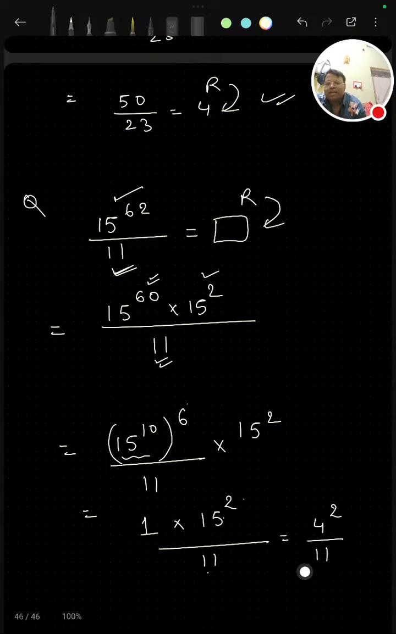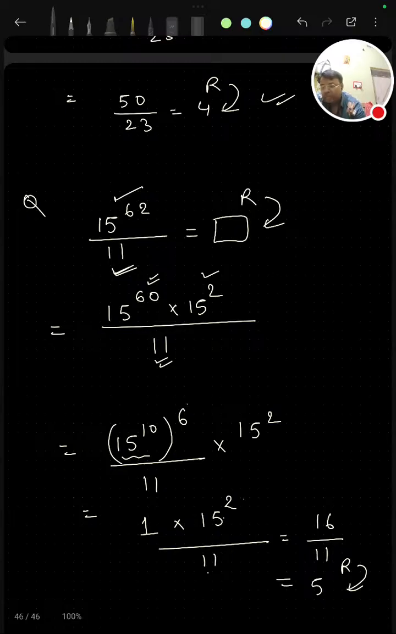16 is also divisible by 11. The remainder can't be greater than the divisor, so you have to divide it again. Clear? When 4 square, which means 16, is divided by 11, you get remainder 5. 5 is the correct answer for this question. Clear? It is very easy. You can explain it easily.